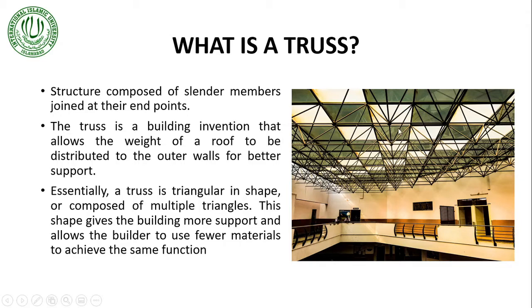So just going through quickly what a truss is: it is composed of cylindrical members joined at their end points and they necessarily form a triangle, and a truss is composed of multiple triangles. This shape gives the building more support and allows the builder to use fewer materials to achieve the same function.